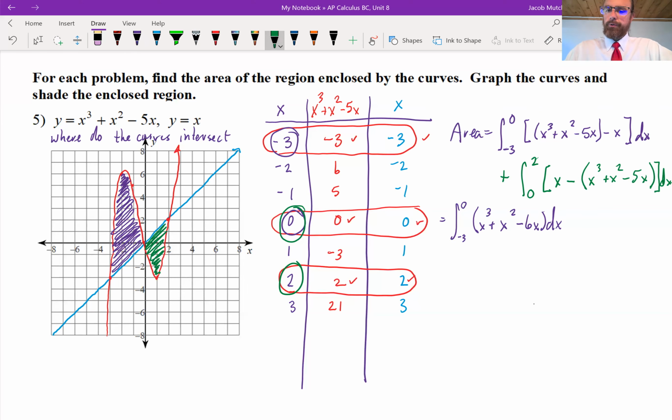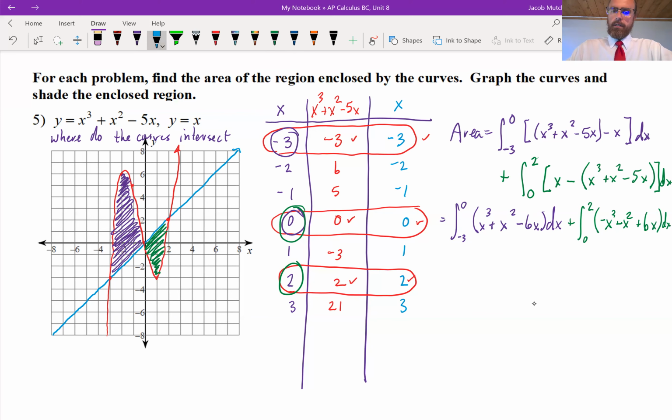And then picking up with the green function, I can do something similar. Integration from 0 to 2 of, really, what's going to happen here is everything will become negative. Negative x cubed minus x squared. And then x minus negative 5x, that's going to change 5x to positive, so plus 6x dx. And we're ready to actually integrate at this point.